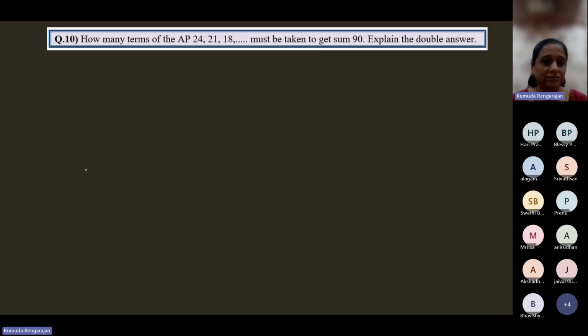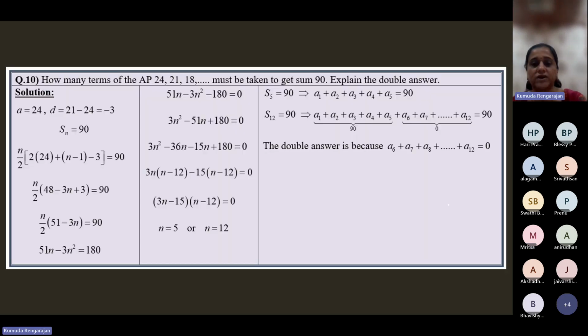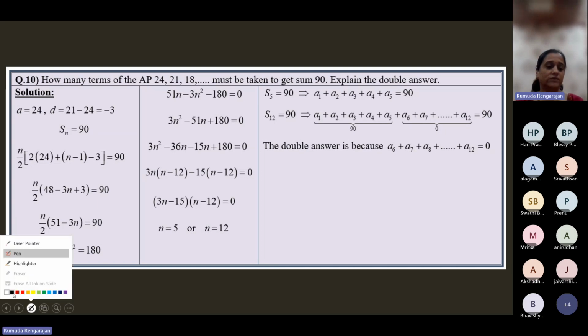All right. Now the two values for n for this question. What are the two values for n? 5 and 12, ma'am. Ritza, 5 and 12. Yeah, perfect. 5, 12.